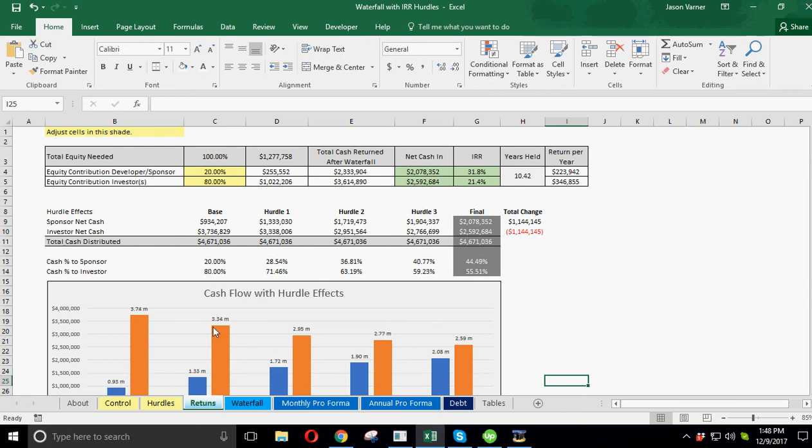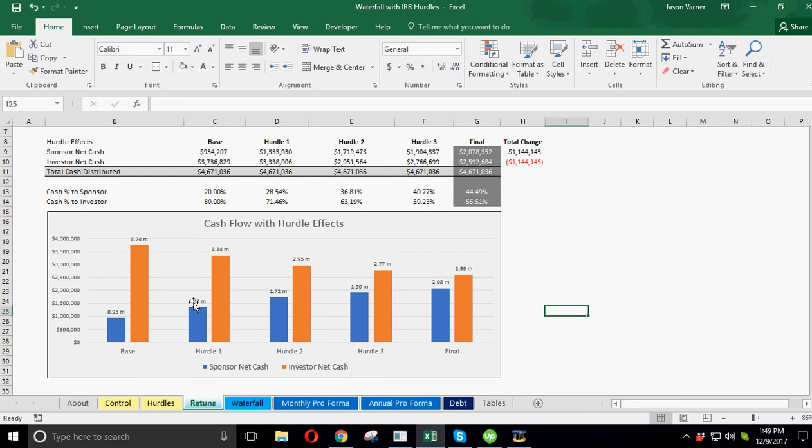You can see if you only got the hurdle 1, this is the split. Hurdle 2, this is the split, and this is hurdle 2 saying you're going to actually have some at the base, some here, and some here, but it results in this final cash distribution. Hurdle 3, you can see a little bit more, and then the final is even more. 2.8 and 2.59. You can see that 2.59 matches this, and that's pulling right from the waterfall here. So all the numbers check out.